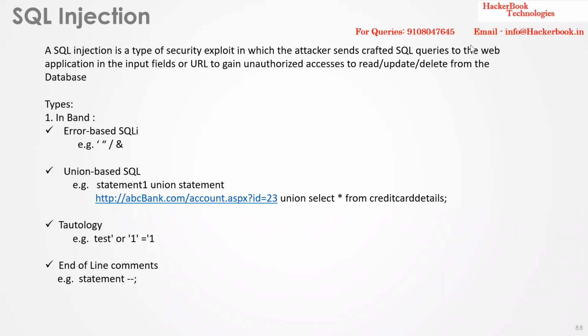Tautology we have used when you try to give 1 or 1 is equal to 1, the condition becomes true. Say, for example, you want to get some user details, or some order details, or some exam results. Normally, you have to provide ID is equal to 1. Instead of ID is equal to 1 or username is equal to Hari, you give Hari or condition 1 is equal to 1. So that is the example of tautology, right?